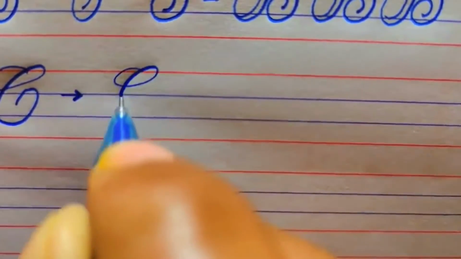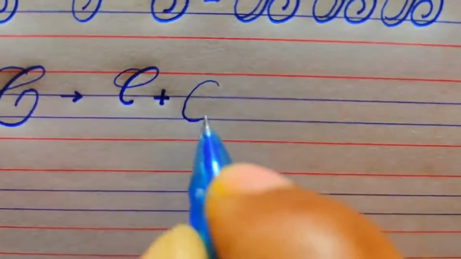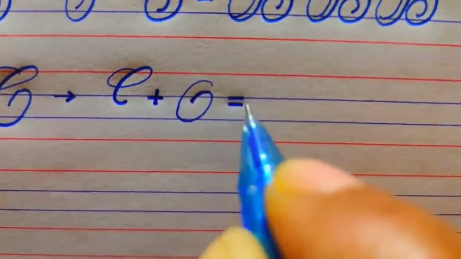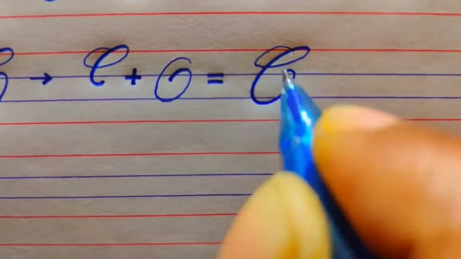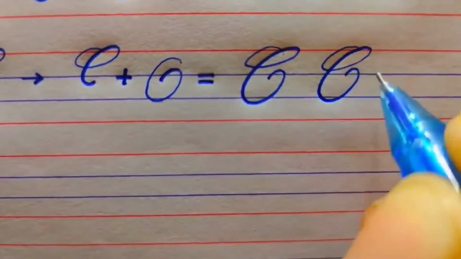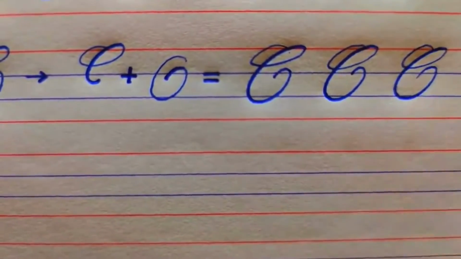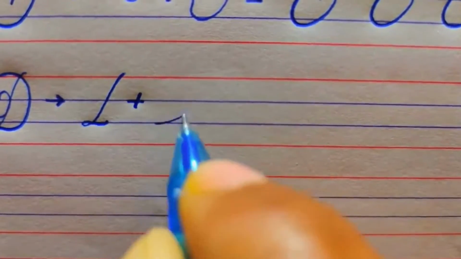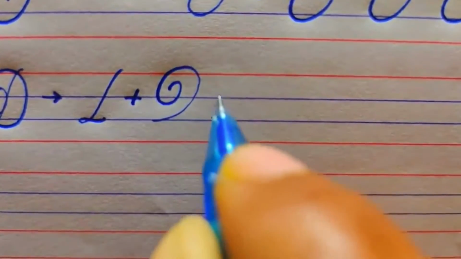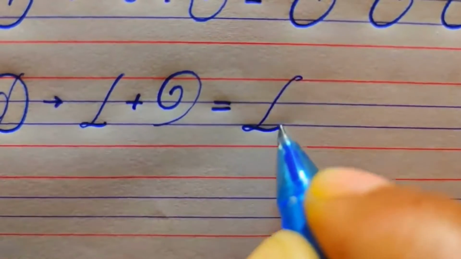Here, first letter of C, the second is equal to C. Here it is D. The first word of D plus the second word of D is equal to D.